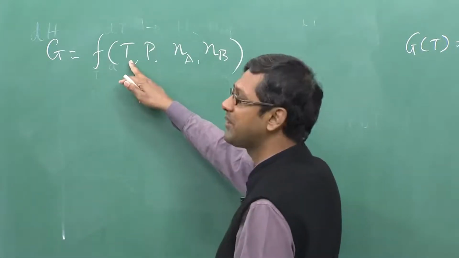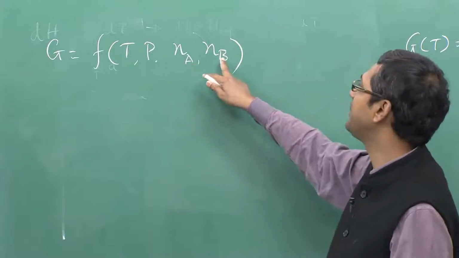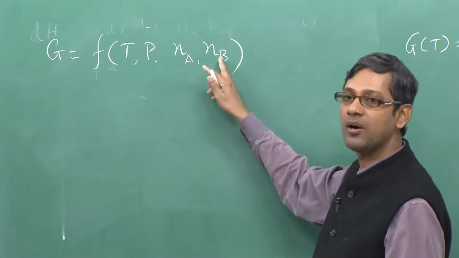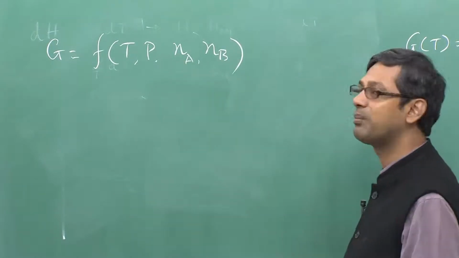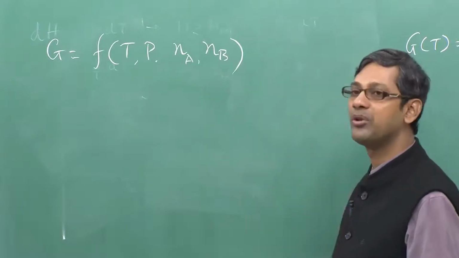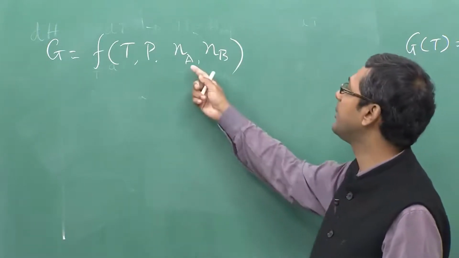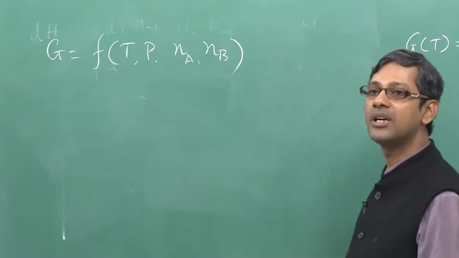Here T is the temperature, P is the pressure, Na is the number of molecules of A, Nb is the number of molecules of B. Like in a water and salt system, Na is the number of moles of water, Nb is the number of moles of salt. For a steel, containing iron and carbon, Na will be the number of molecules of iron, Nb is the number of molecules of carbon.